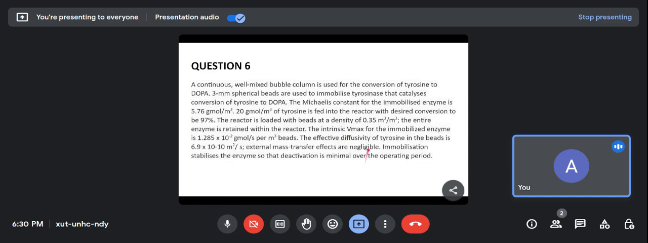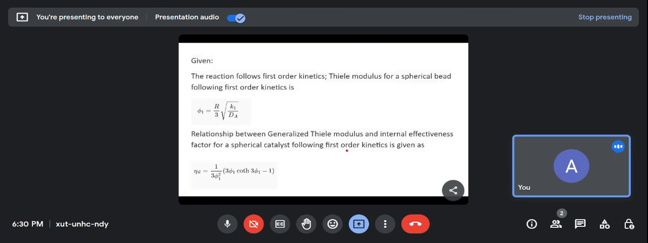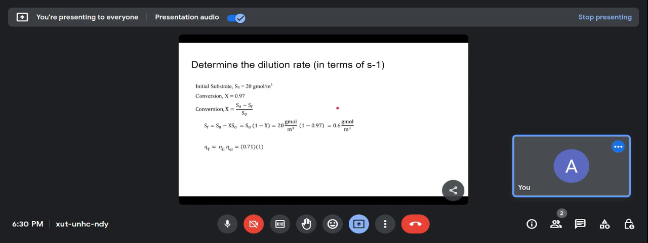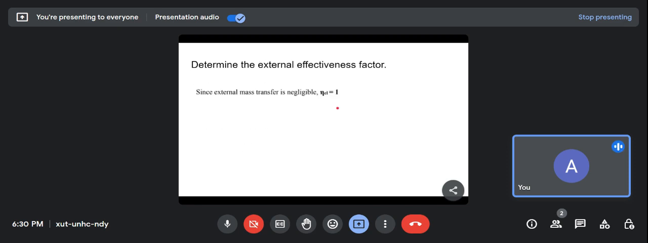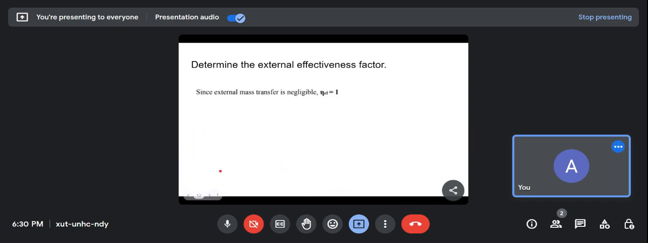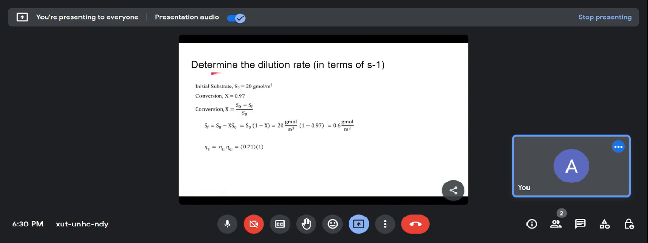Now, since they're telling you in the question that the external mass transfer effects are negligible, so you know that the external effectiveness factor can only be 1. Okay, so that the total effectiveness factor is at the highest because of the internal effectiveness factor, right? So now you have to determine the dilution rate in terms of per second. Okay, so you know that the initial substrate is given as 20 gram mole per meter cube. Okay, the conversion value, that is x, is 97% or 0.97.